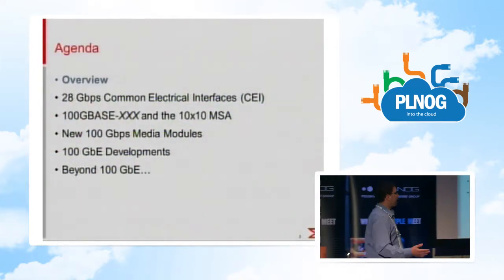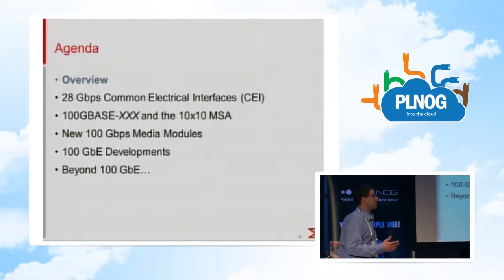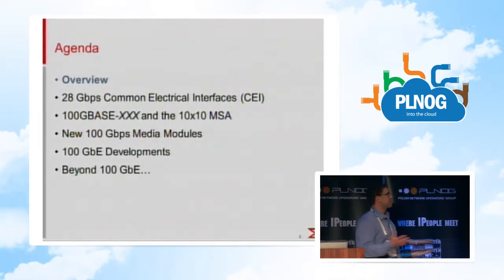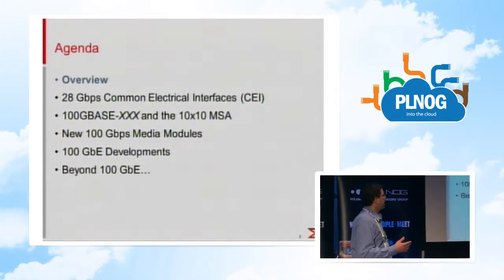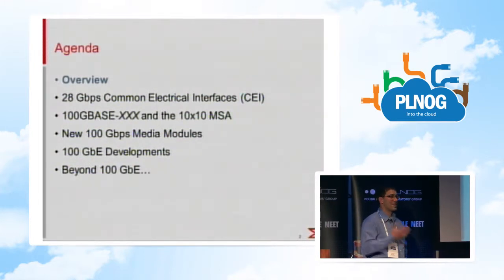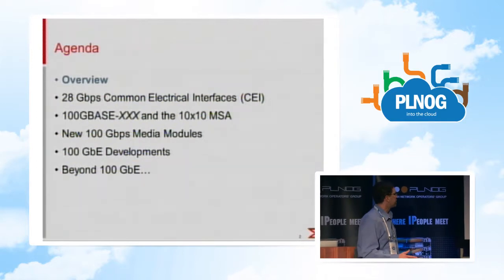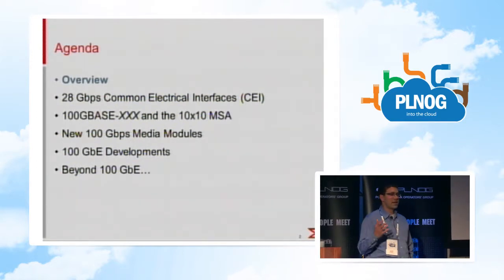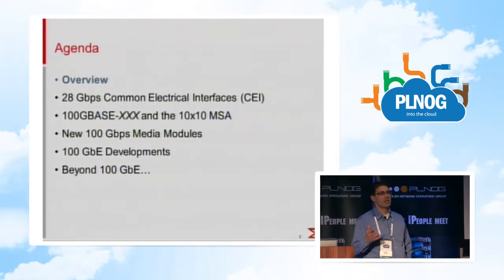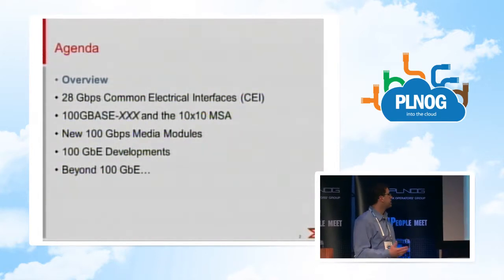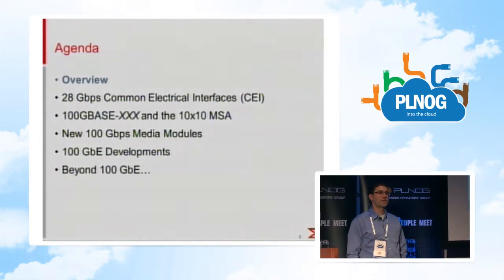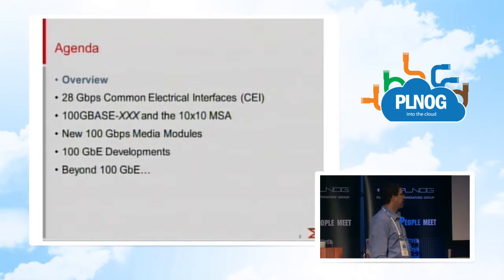So I'm going to start off with a little bit of an overview. Then we're going to move on to the signaling that's used inside the box. This would be the 28 gigabit common electrical interface. Then a little bit about the signaling that's used outside of the box, the optical signaling. There's a couple options there. And then a little bit about the media modules themselves, the SFPs and CFPs, and different pluggable optics that you can use with 100 gigabit Ethernet.